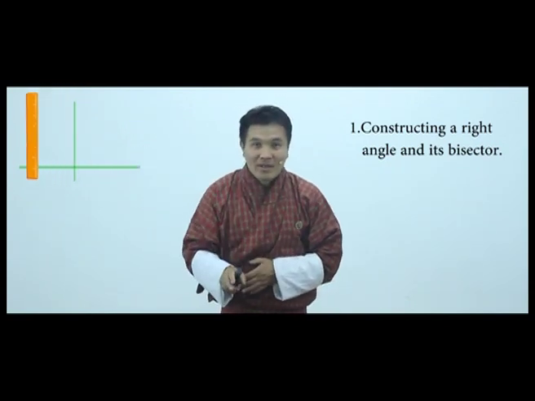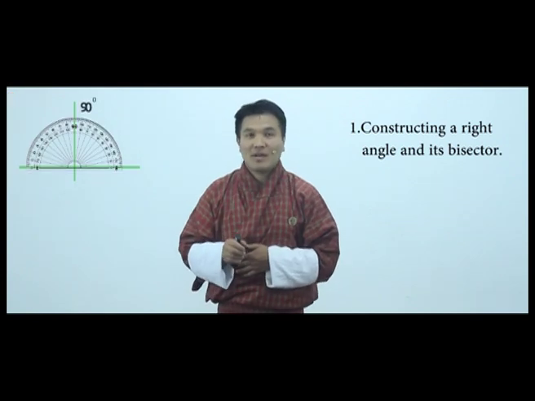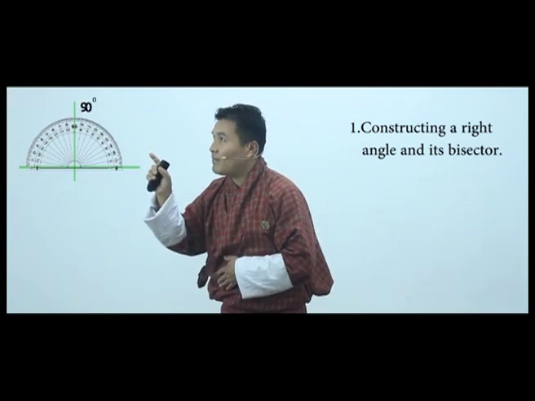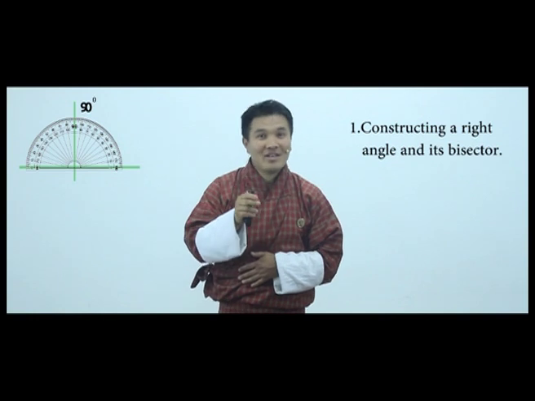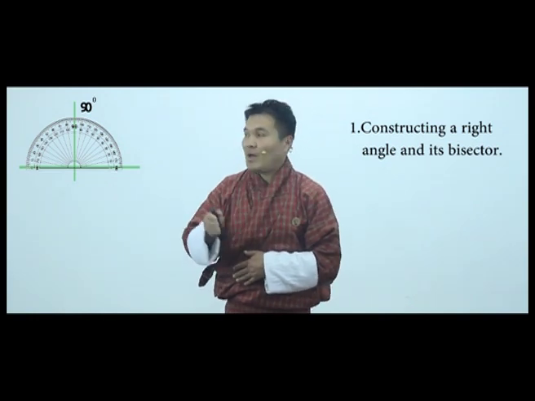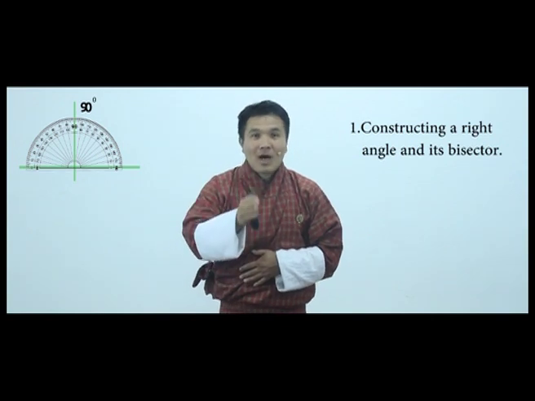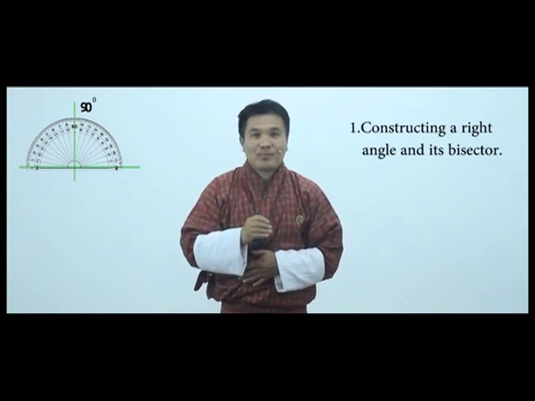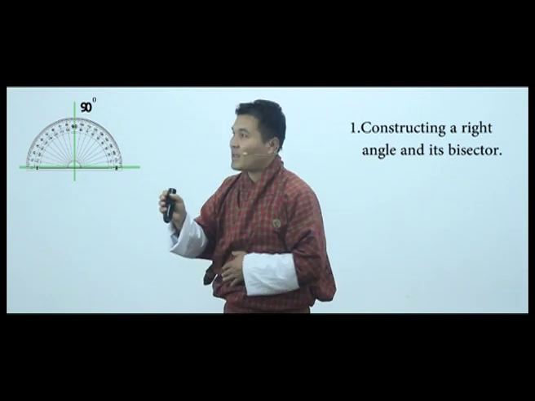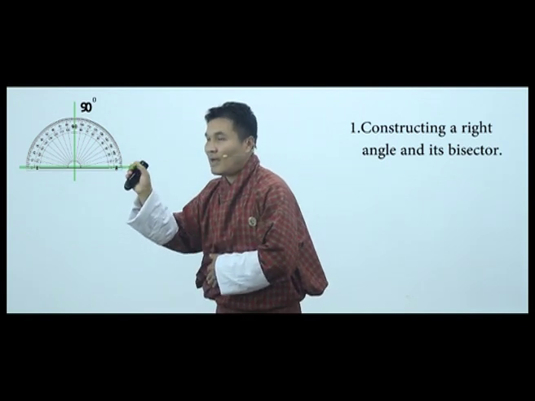Keep your ruler aside, take your protractor. Now check the angle once again. It should be 90 degrees. Now, how to construct the bisector on it? Half of 90 is 45. You know it. So take your protractor, put it on the angle.